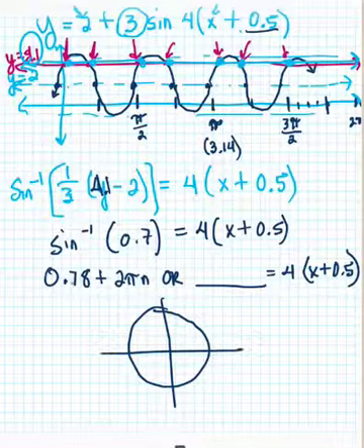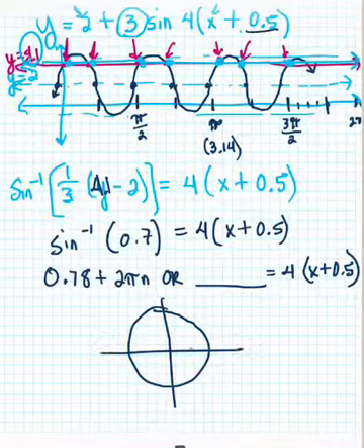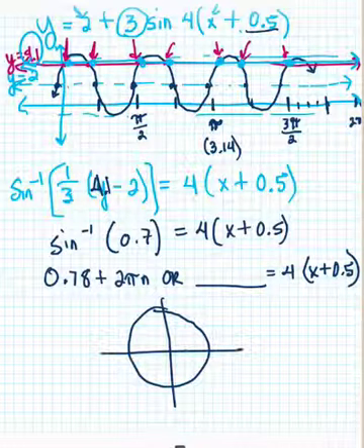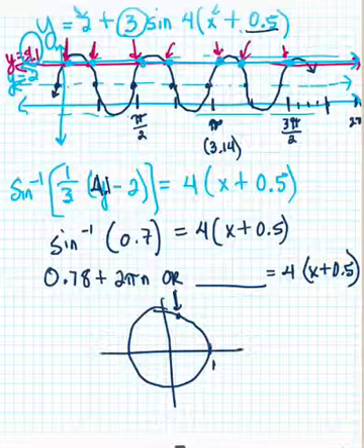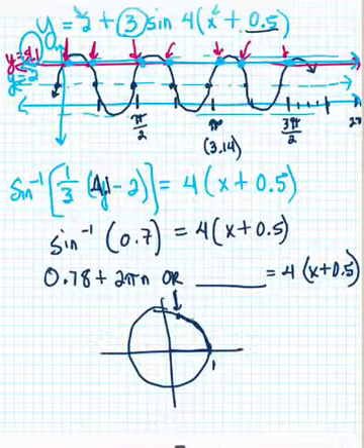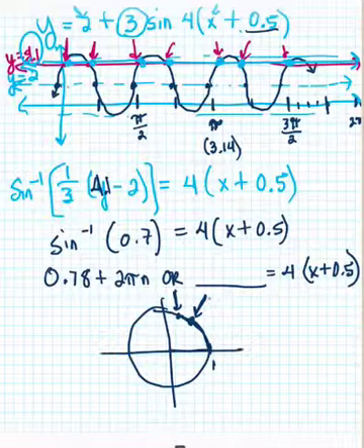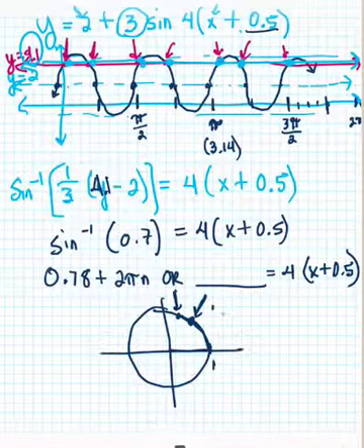If this is the unit circle, this is 1 right here. 1 radian is about right here, about one arc length, this distance is about 1. Well, 0.78 is about right here. It's very, very close to 45 degrees. This is going to be about 0.78.